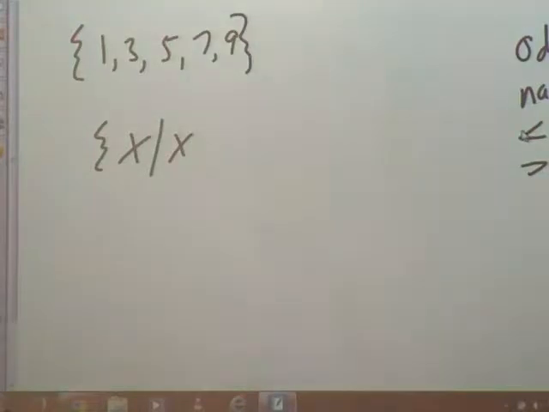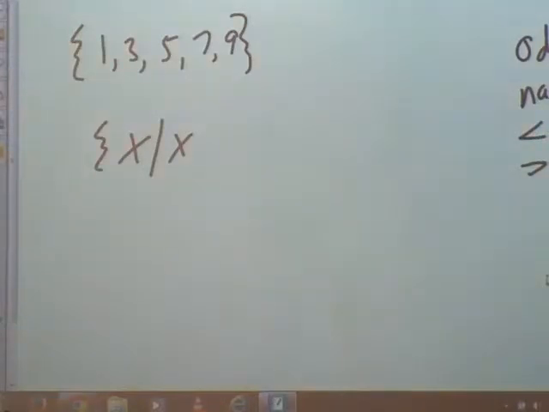Yes, but I like what Zane said. If I wanted to use natural, I wouldn't have to include this. But if I wanted to use whole, I would include that. See how we float with that? Okay. Any other way we can describe those numbers?